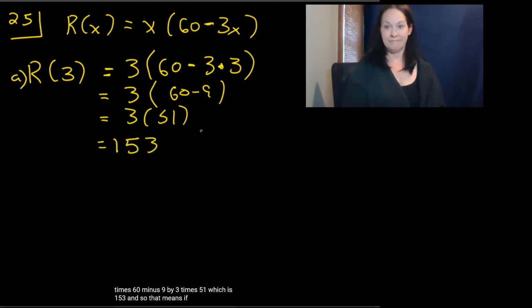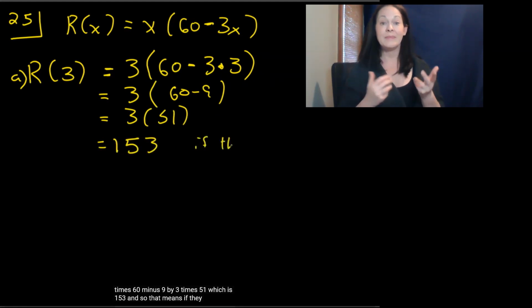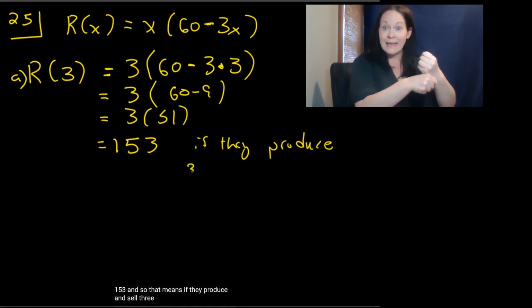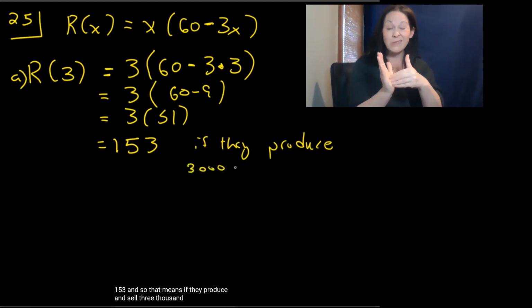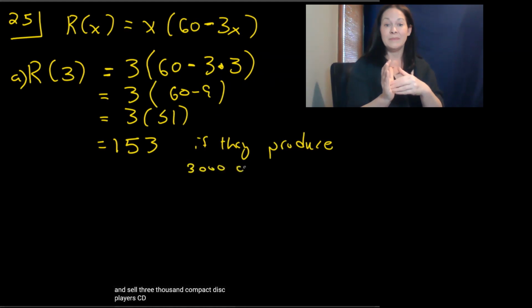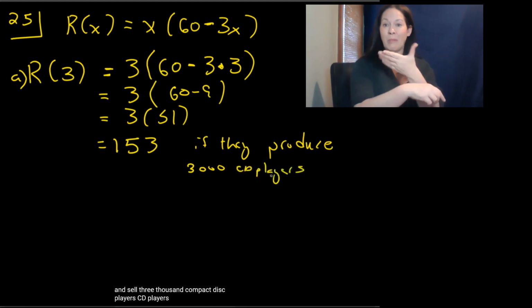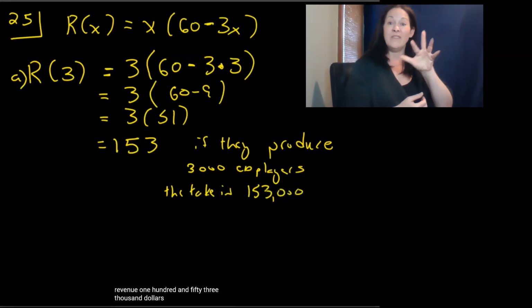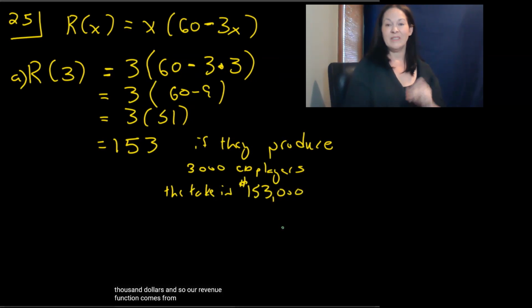And so that means if they produce and sell 3,000 compact disc players, CD players, they take in revenue of $153,000. And so our revenue function comes from that. How many CD players should they produce to maximize their revenue?